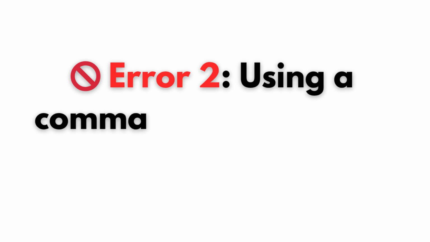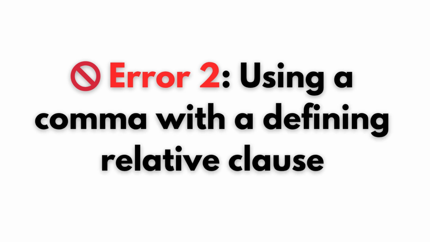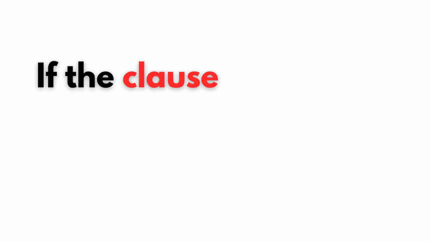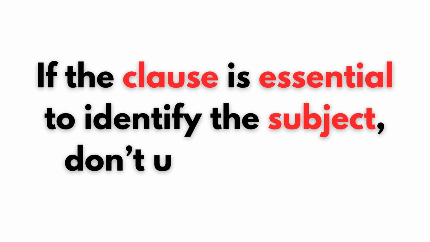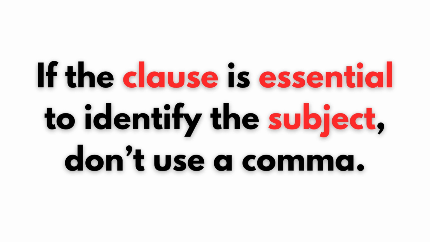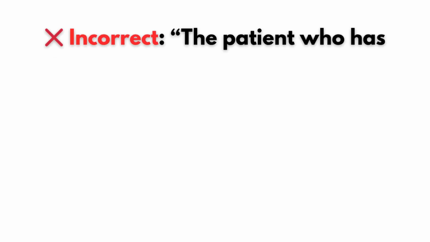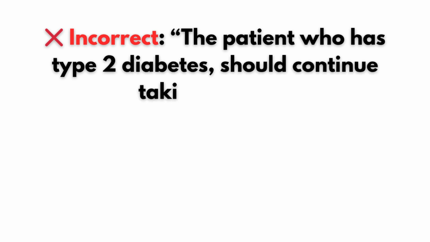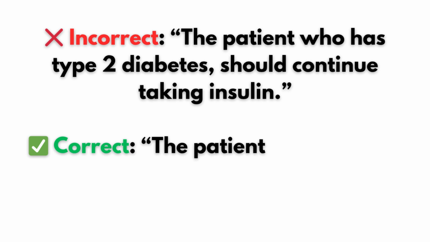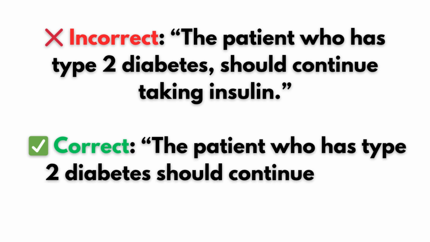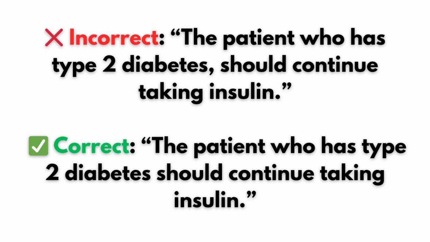Error 2. Using a comma with a defining relative clause. If the clause is essential to identify the subject, don't use a comma. Incorrect: The patient, who has type 2 diabetes, should continue taking insulin. Correct: The patient who has type 2 diabetes should continue taking insulin.